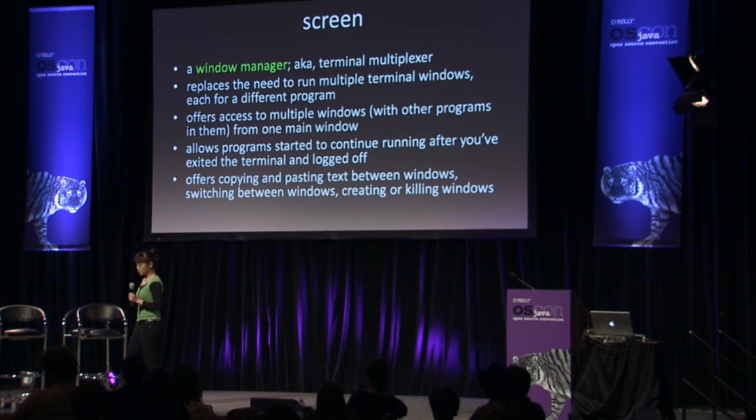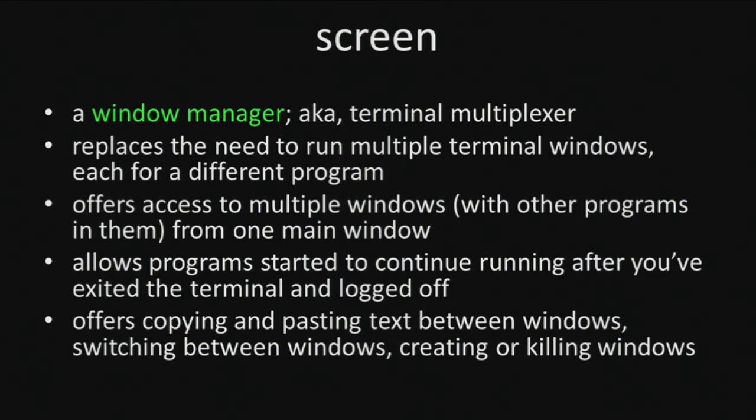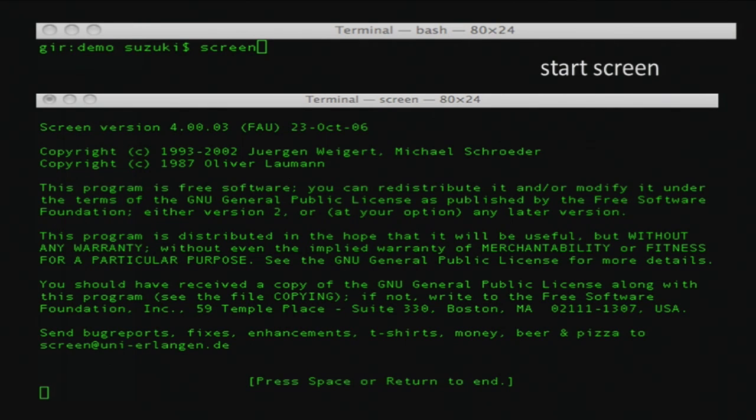Let's talk about screen. Screen is one of my favorite UNIX utilities. We can think of it as a window manager. It replaces the need to have multiple terminal windows, suppose for different programs, one for each different program. We can run multiple windows from within one window. To start screen, you just type screen, and you get a display about the program itself.